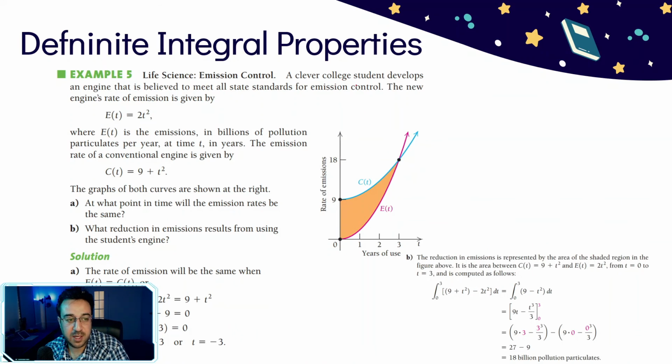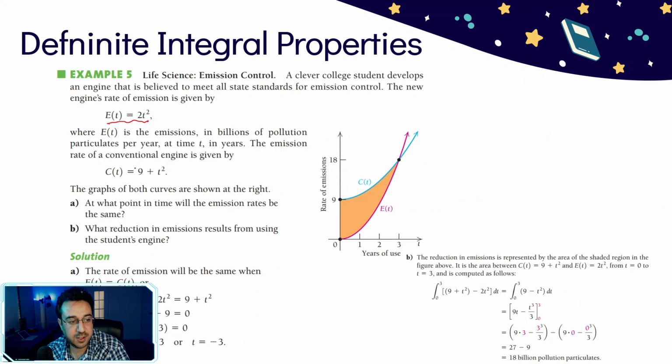Another example, I will keep it for you. So there is a clever college student developing an engine that is believed to meet all the state standards for emission controls. The engine rate of emission is given by E of t equals 2t squared, and E of t is the emission in a billion of pollution particulates per year at a time t in years. So the t is in years.